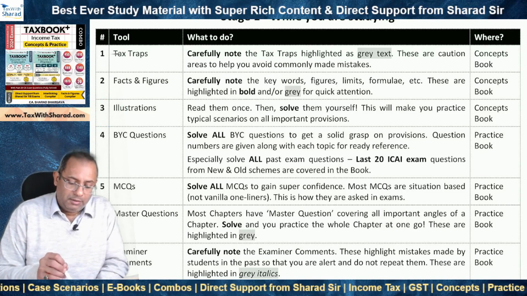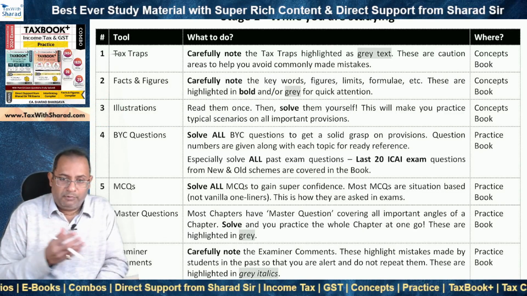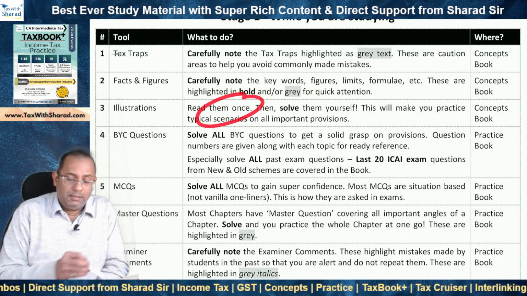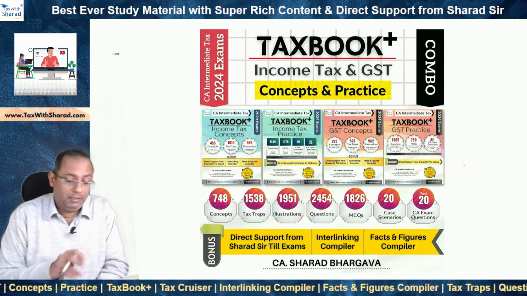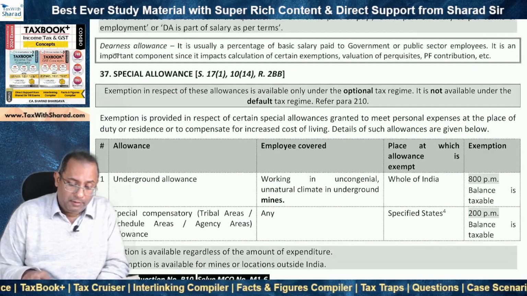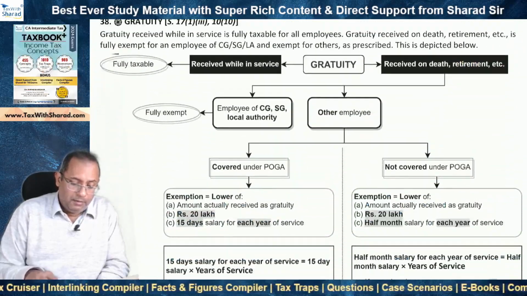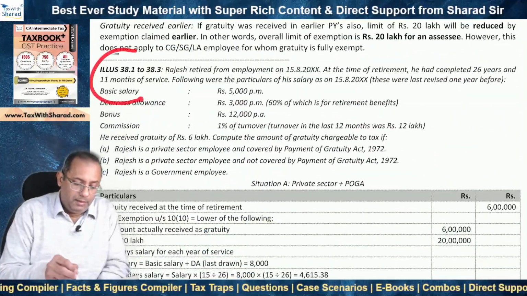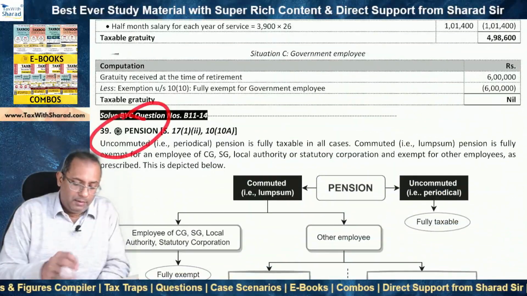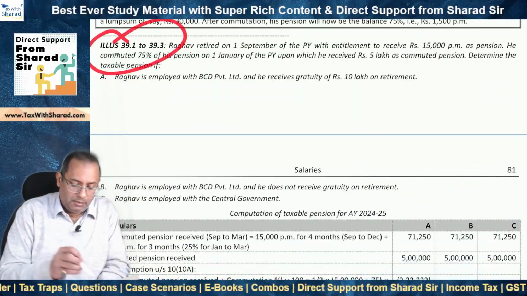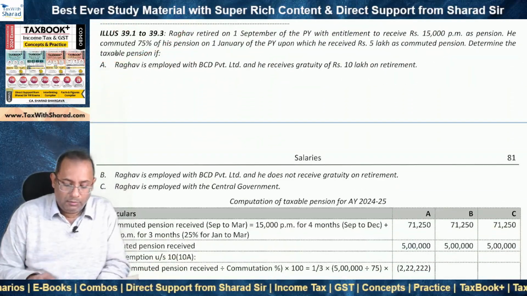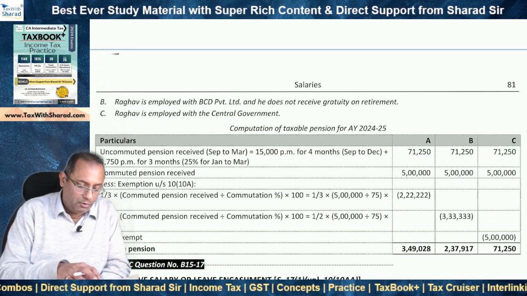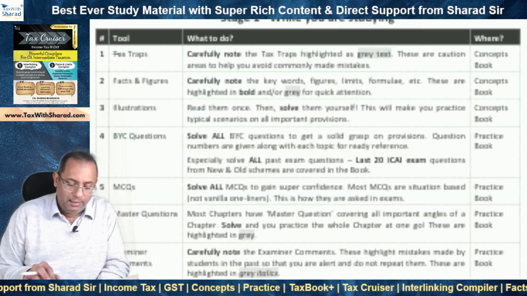Number 3, illustrations. So we saw you have got illustrations which are spread across the book. You need to read them once carefully, then solve them yourself. So let's first see how many illustrations there are. As we saw some time back, there are 1,951 illustrations across the book. For example, you have this topic, and then this is followed by illustrations, and then you have got another topic, followed by illustrations. So you should first go through the topic carefully, understand the concepts, and then go through the illustration carefully, and then solve the illustration yourself.